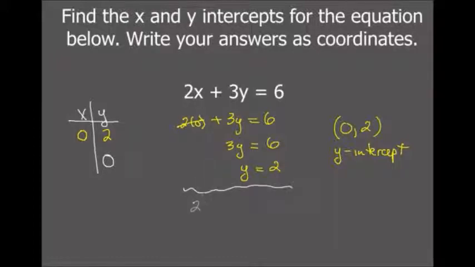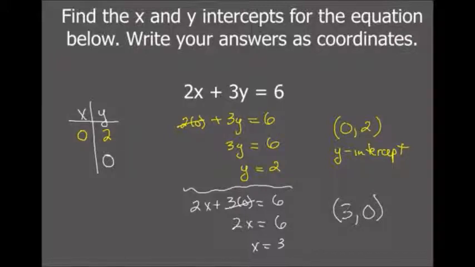Now we do the same thing for the x-intercept, except this time we are going to let the y be 0. So we're going to have 2x plus 3 times 0 equals 6. And 3 times 0 is 0. That term is gone. So you're going to have just 2x equals 6. So then you get, not y, silly, you're going to get x equals 3. Now when you write that as a coordinate, don't forget the 3 is going to come first because that's the x value, and then 0 is going to come second. So 3, 0 is going to be the x-intercept. That's how you find the x and y-intercept for an equation that's in standard form.